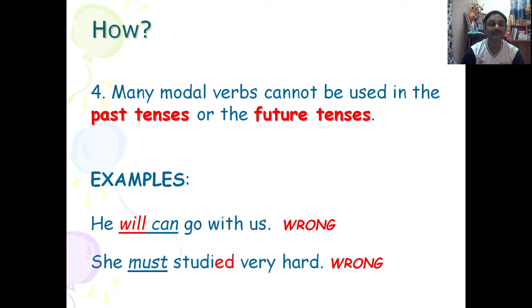In the same way, another condition is that many modal verbs cannot be used in the past tense or the future tenses. For example, he will can go with us. This sentence is completely wrong. You cannot form this kind of sentence with modals. She must studied very hard. This is also wrong. So the error is highlighted in red color.